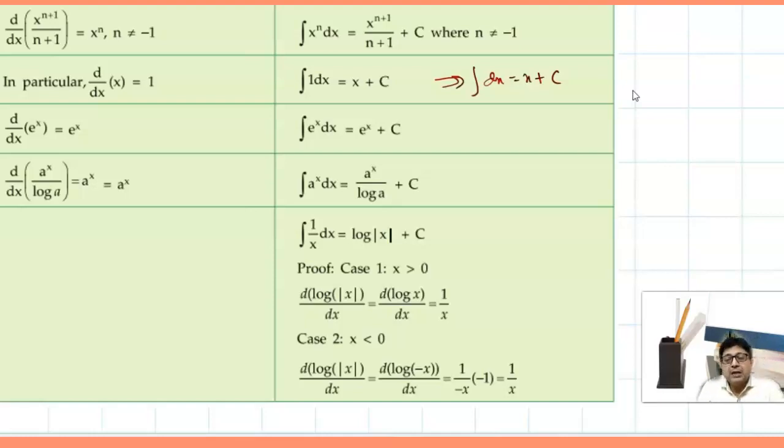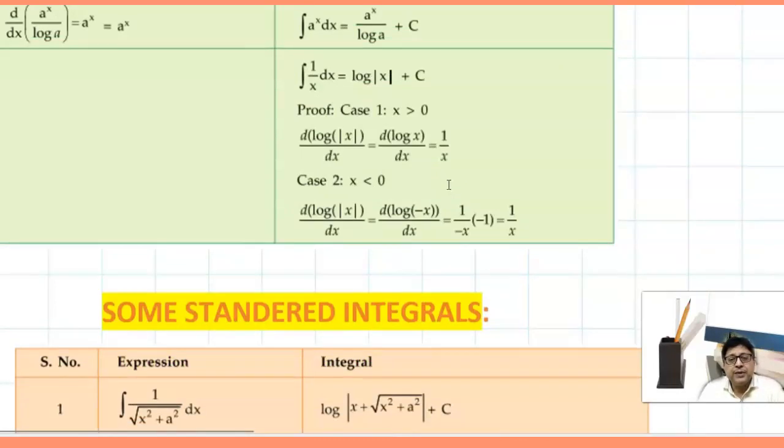Your class 12 indefinite integration mainly runs on these 5 formulas: 1, 2, 3, 4, and this is 5. Very easy to remember. So let us see how to apply these formulas to solve integration by using the substitution method. Sometimes you need not use substitution, sometimes you need to use substitution. We will solve those kinds of sums.